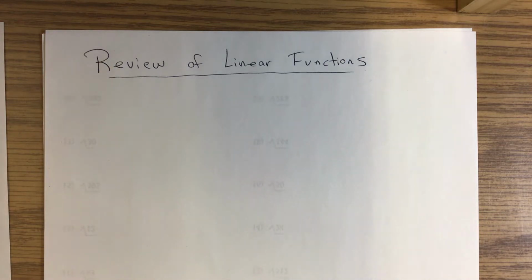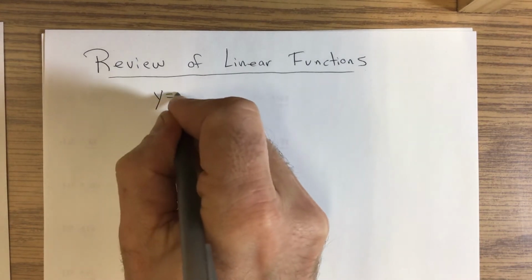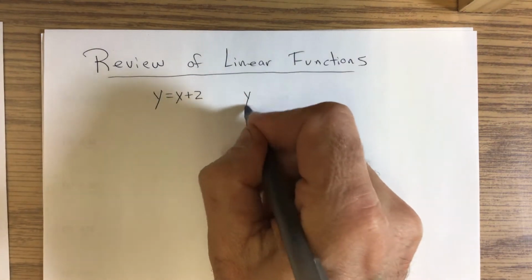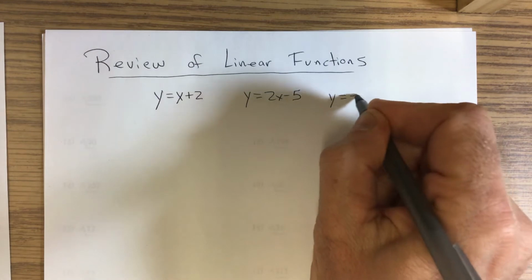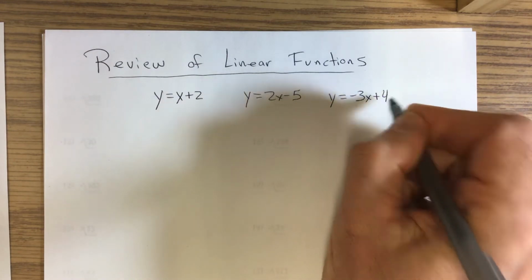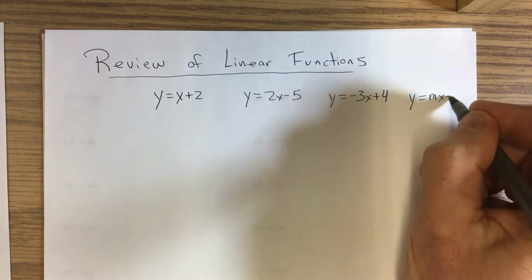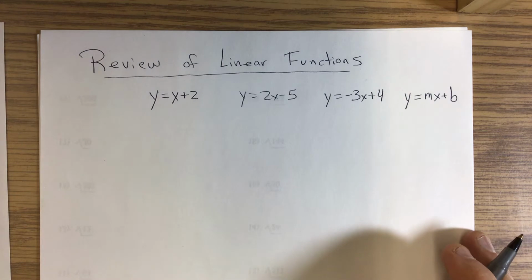Okay, in this video I want to review linear functions from Algebra 1. If you remember from Algebra 1, you had functions that looked like y equals x plus 2, or y equals 2x minus 5, y equals negative 3x plus 4. Basically, it was always in the form y equals mx plus b. Okay, so that was Algebra 1. You were talking about linear functions.